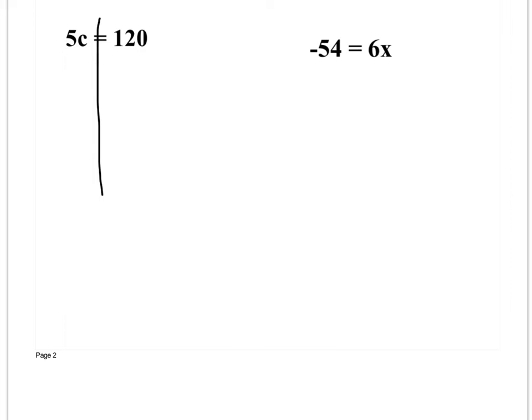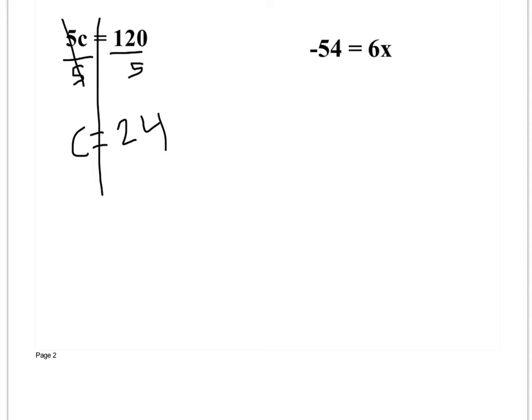So I do the opposite of it. I do the exact opposite of it, which is what, Kyle? Divide by 5. What I do to one side, I do to the other. 5 divided by 5 is 1. It cancels each other out. I'm left with c on this side, and 120 divided by 5 on the other. What is 120 divided by 5? It is 24. Now am I done?